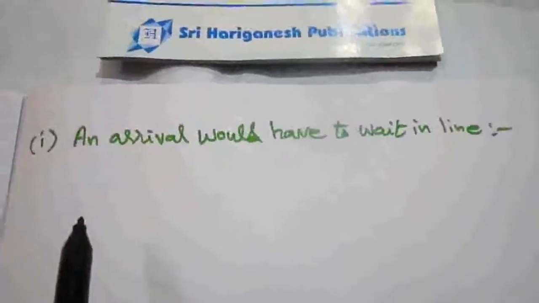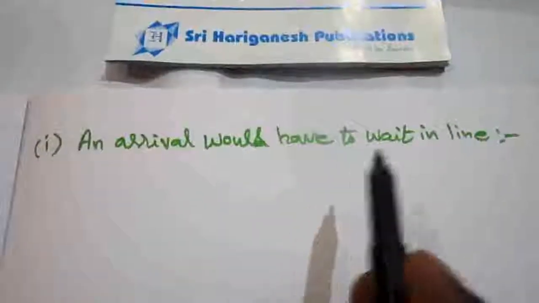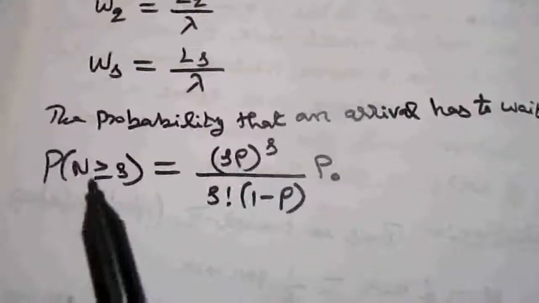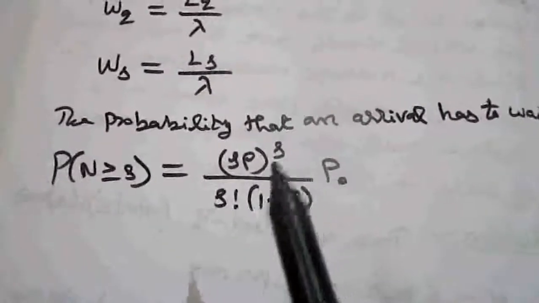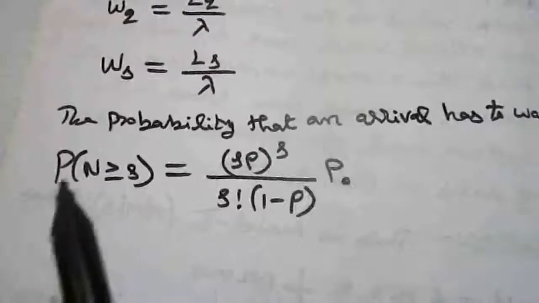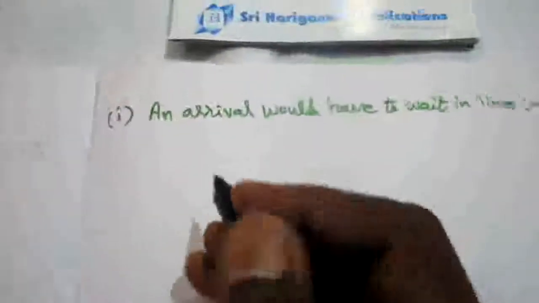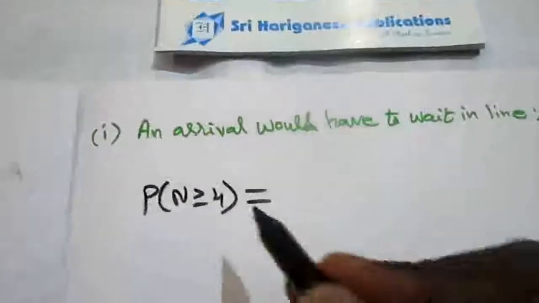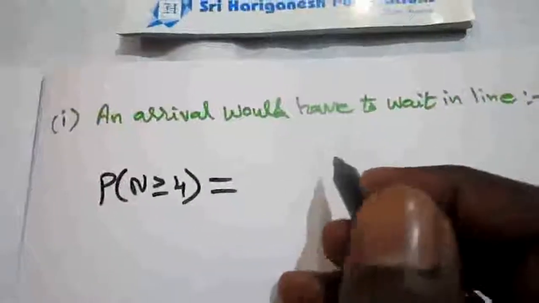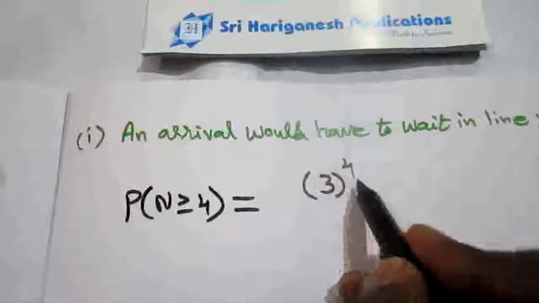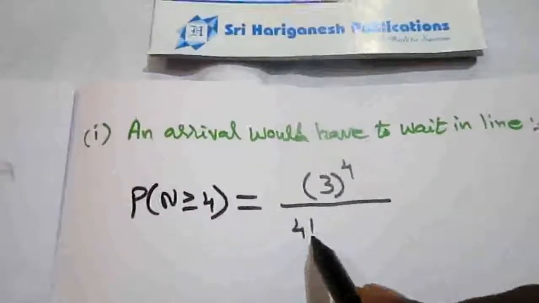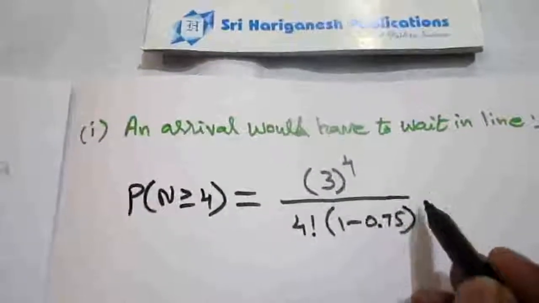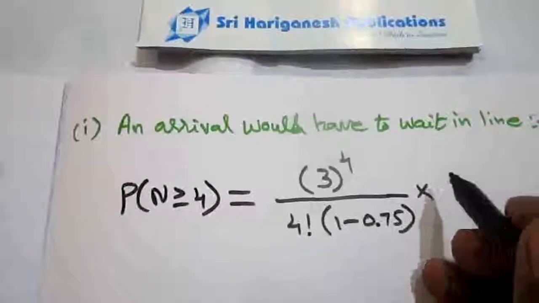Okay, first question is, what is the probability that an arrival would have to wait in line? So the formula is, the probability that an arrival has to wait, P of n greater than or equal to s, is s rho power s by s factorial into 1 minus rho into P0. This is the formula. So I am going to substitute all the values. Here n greater than or equal to s is 4. There are 4 pumps. S rho we found 3. Rho already we found 0.75. So 0.75 into P0.